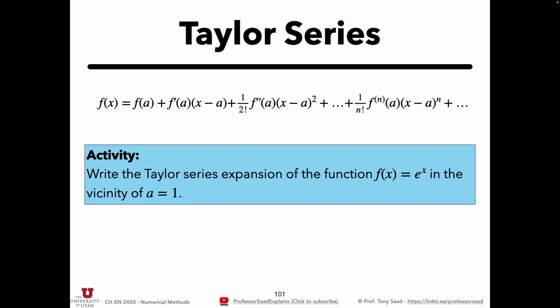Remember, x has not been specified yet, right? So x is our unknown. But we know x is going to be close to 1. That's why we're developing the Taylor series in the vicinity of a equal 1. But we haven't specified x, and that's the point of it. Because I want to use this formula, let's say, in a calculator to evaluate e to the 1.1, right? So I develop the Taylor series in the vicinity of 1, okay?